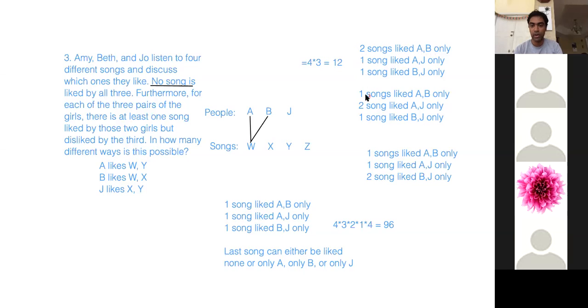Okay, what about this case? It'll be the same. Same, good. So the same idea, right? I can start off with 4 songs for what A and B liked, 3 songs for the choices of what B and J liked, that's 12, and the remaining 2 had to be liked by A and J. So there's 12 ways for this one. What about this one? Same, 12. Good. So what is the final answer?